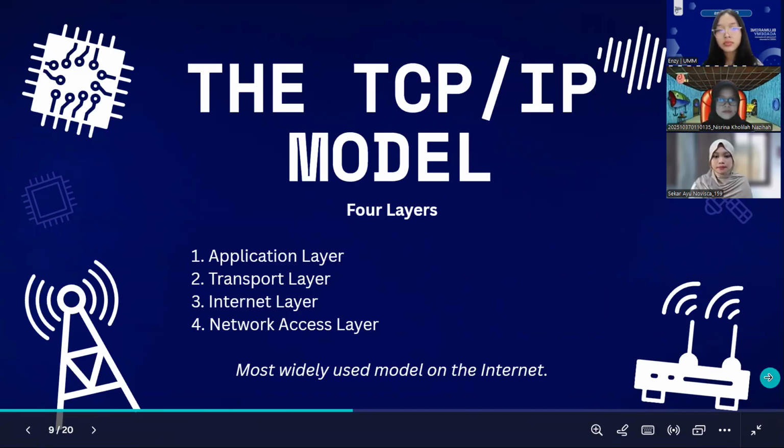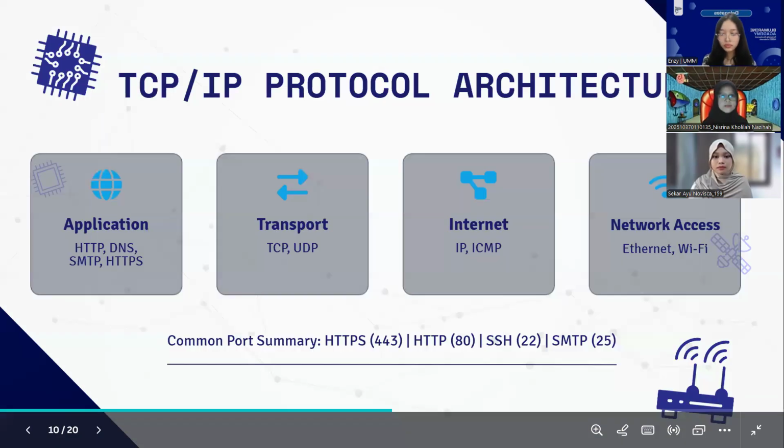Okay. Each layer has different protocols. HTTP, DNS, SMTP, and HTTPS each belong to the application layer. TCP and UDP belong to the transport layer. IP and ICMP work at the internet layer, while Ethernet and Wi-Fi operate in the network access layer.